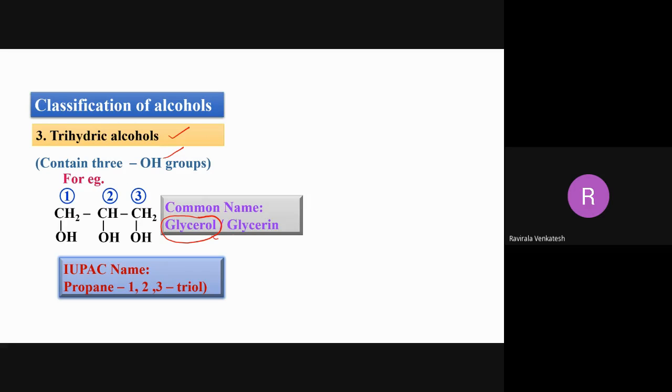Example, I have taken glycerol or glycerin. In IUPAC nomenclature, how many carbons are there? 3 carbons, propane-1,2,3-triol, like this. Very simple thing.